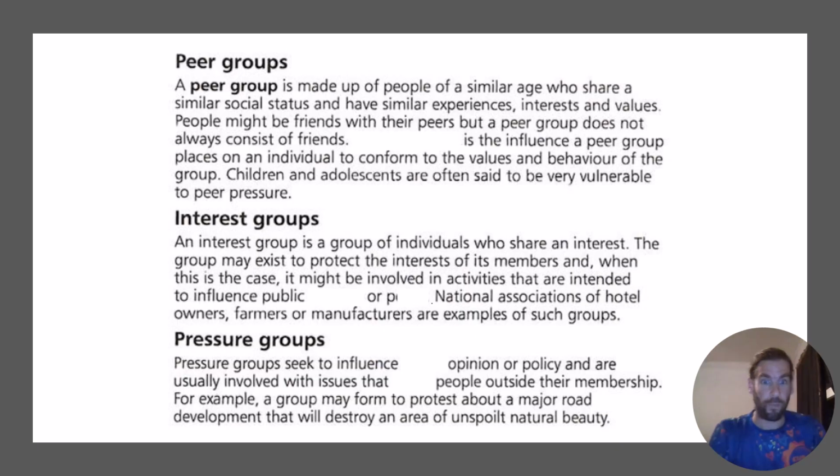Peer groups, interest groups, and pressure groups. Those are the three groups we still have remaining. And we need to talk about those somewhat more to get them clear. So a peer group is made out of people of a similar age, 14, 15, 18, even 20 or 24, who have a similar social status, similar experiences, interests, and values. They connect and they have roughly the same age. They might be friends with their peers, but a peer group does not always consist of friends.